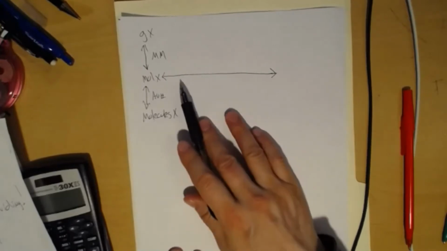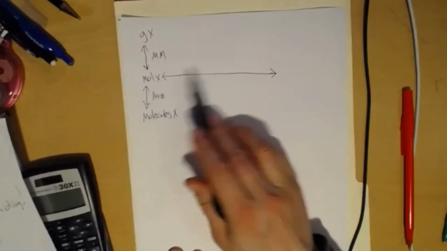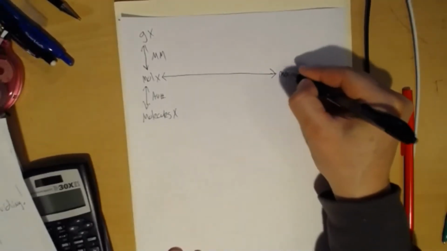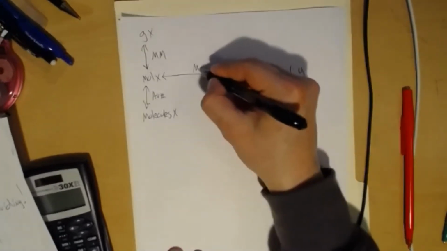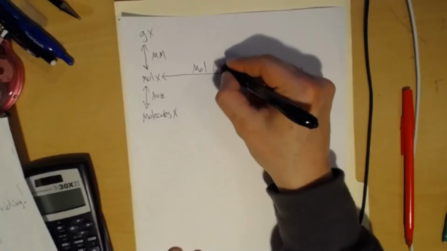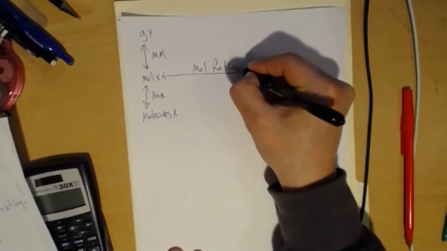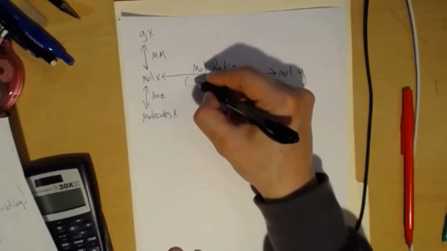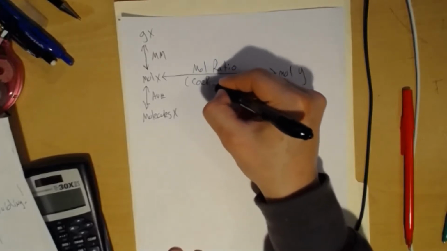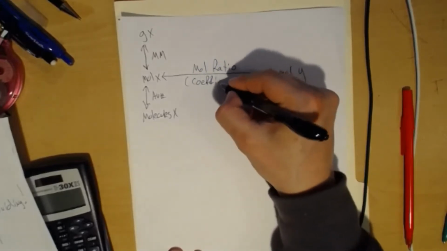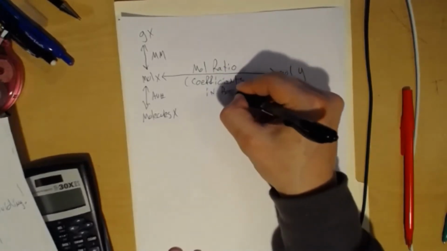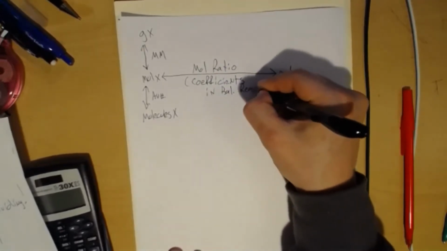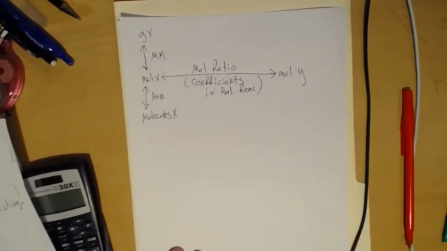So anyways, we can go from moles of X to moles of something else in the chemical reaction using the mole ratio. And those are the coefficients in the balanced reaction.